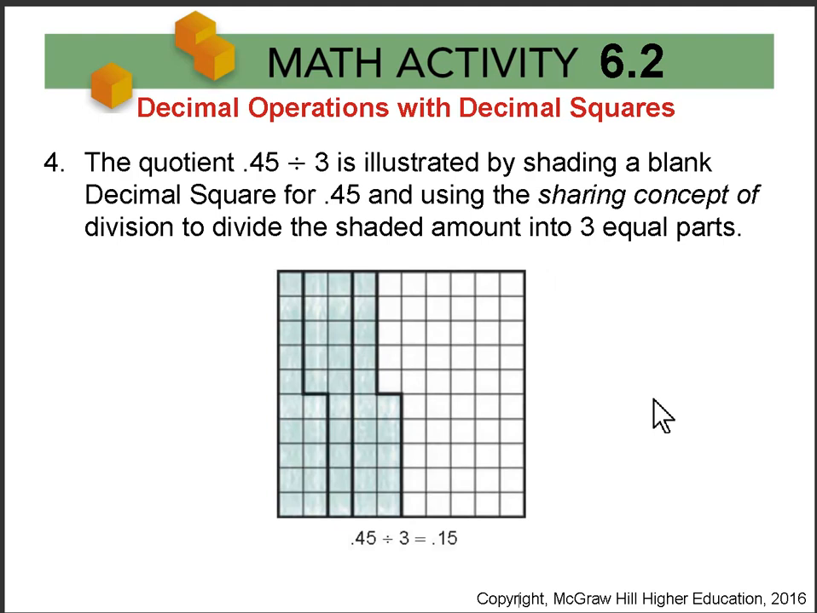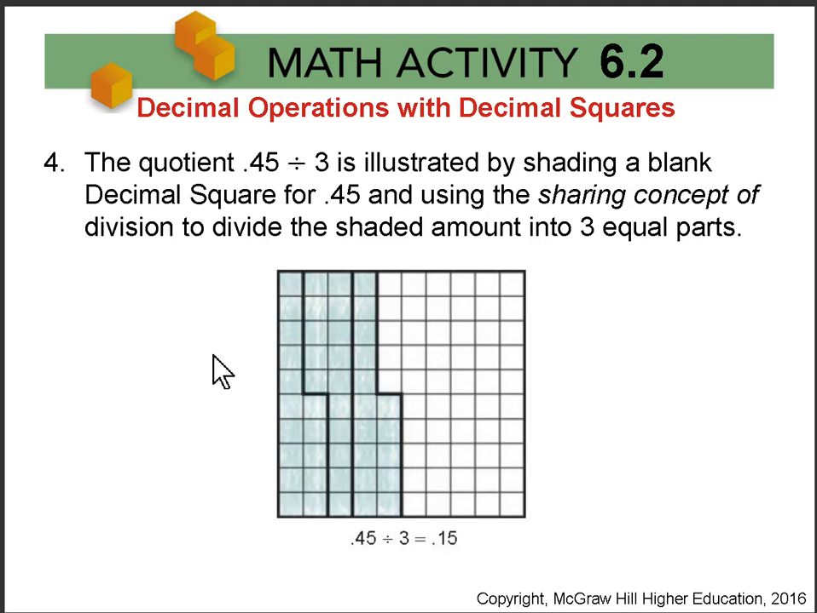So here we have the quotient 45 hundredths divided by 3. Notice we're using the sharing concept. We want to put 45 hundredths into 3 piles. We're not subtracting off 3 at a time because of course 3 is larger than 0.45. Nor would it work to use 3 individual squares because that would be 0.45 divided by 0.03.